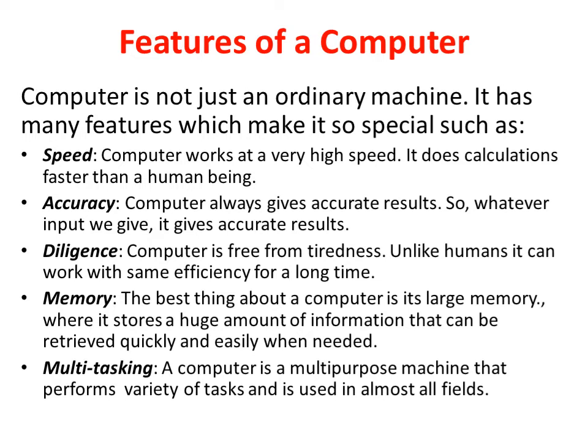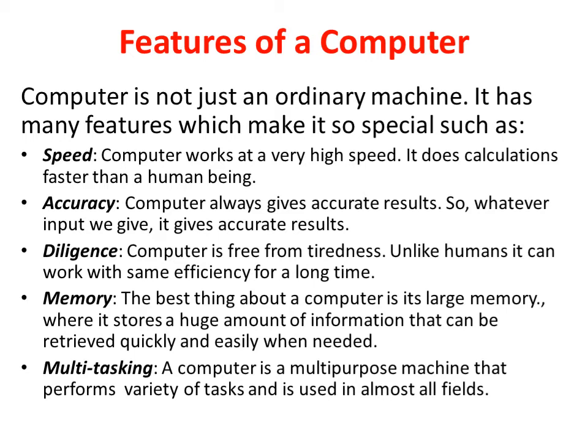Then the next is memory. The best thing about a computer is its large memory, where it stores a huge amount of information that can be retrieved quickly and easily when needed. So computer has a very large memory. You can store as much information as you want in that, and whenever you need that information, you can take it or find it very easily and very quickly also.